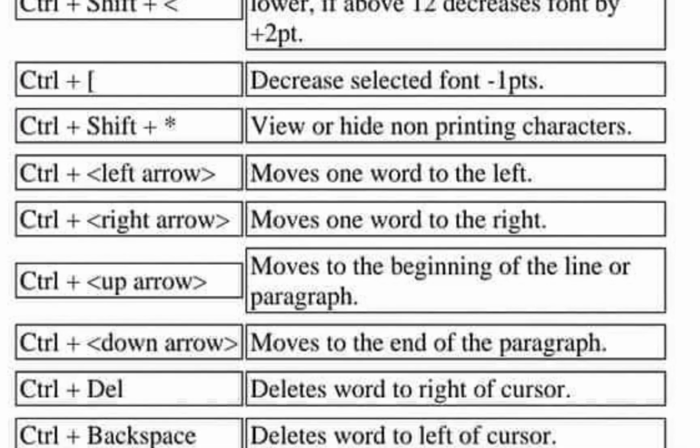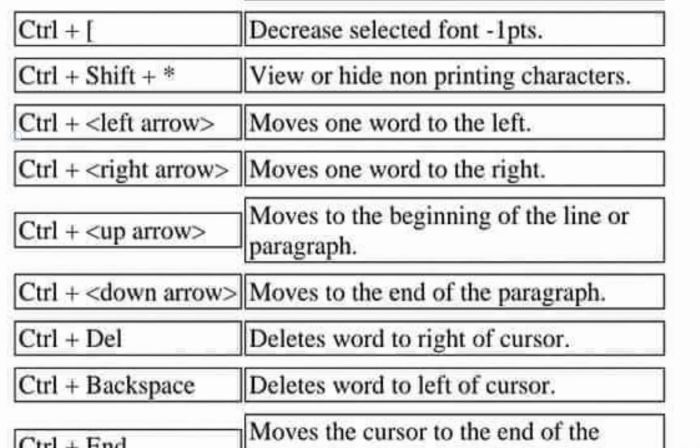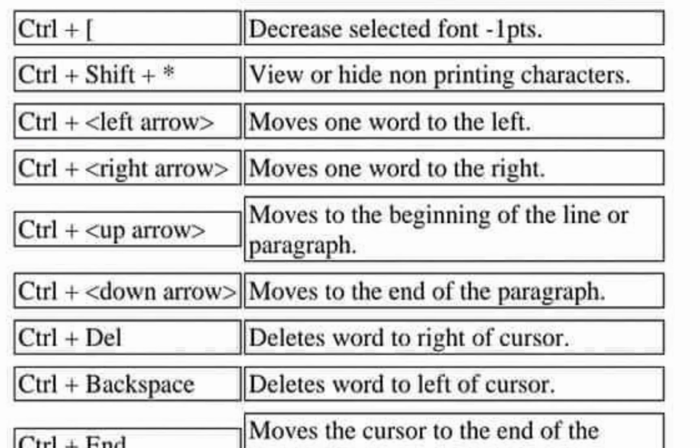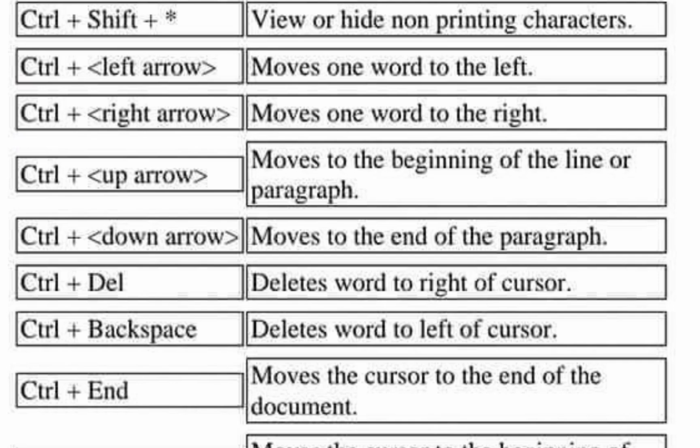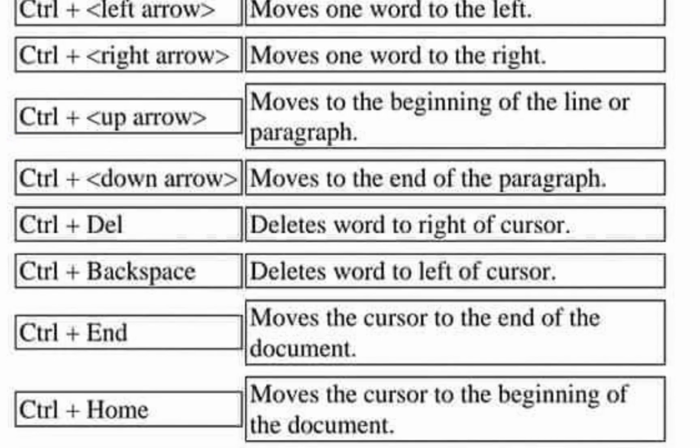Ctrl+left arrow moves 1 word to the left. Ctrl+right arrow moves 1 word to the right. Ctrl+up arrow moves to the beginning of the paragraph. Ctrl+down arrow moves to the end of the paragraph.